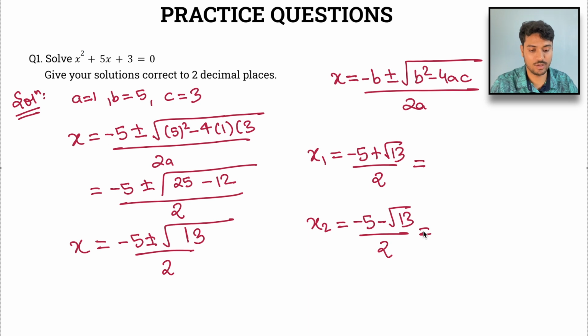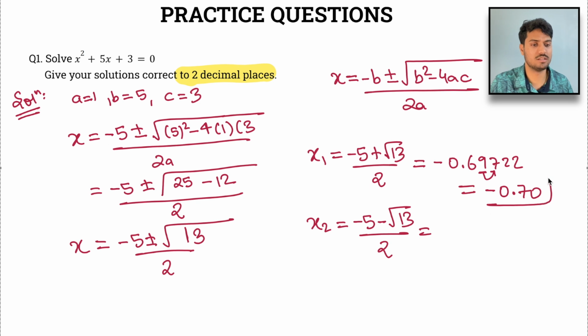So minus 5 plus root 13 divided by 2. It says write correct up to 2 decimal places. The answer is minus 0.69722, but because we have to write correct up to 2 decimal places, the second decimal place number is 9. Next to 9 we have a number which is either 5 or greater than 5, so we'll round this up. So the answer will be minus 0.70.